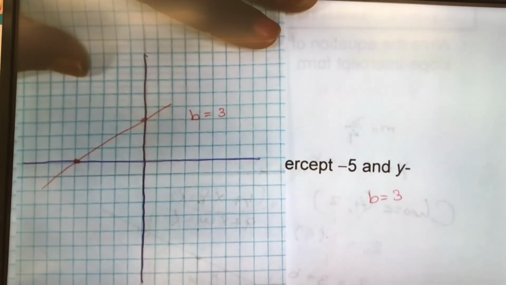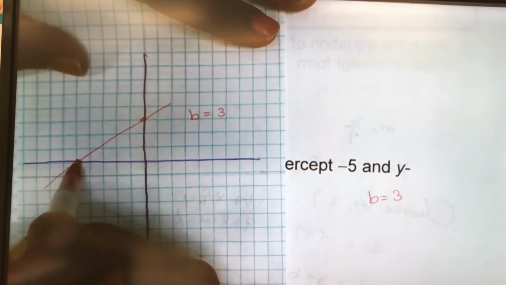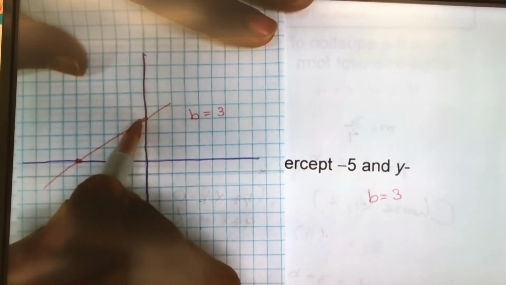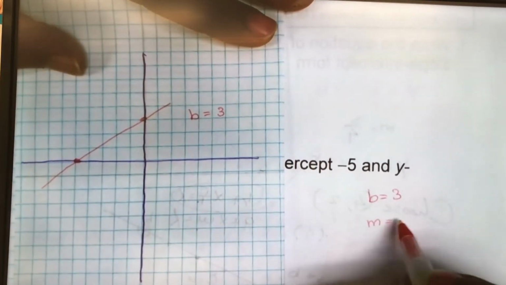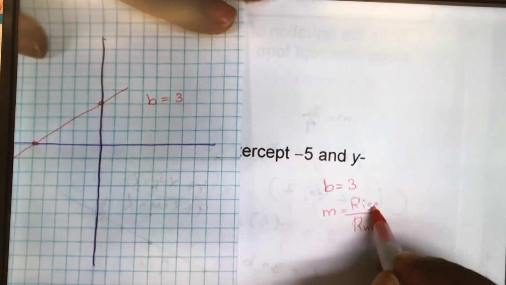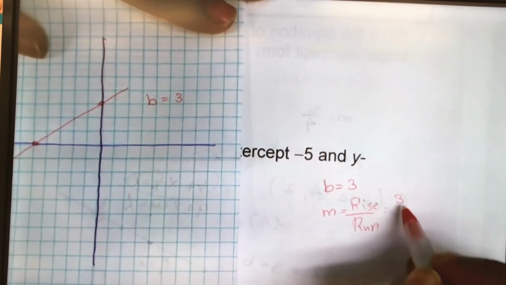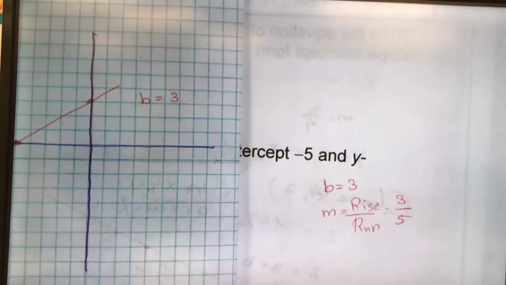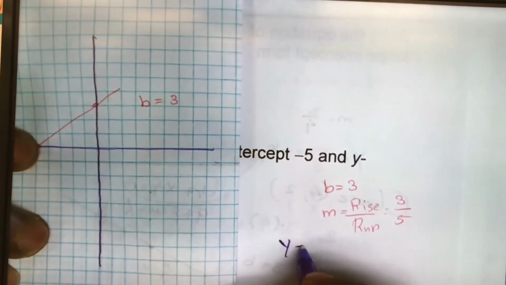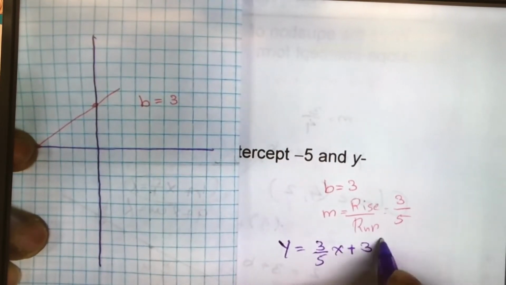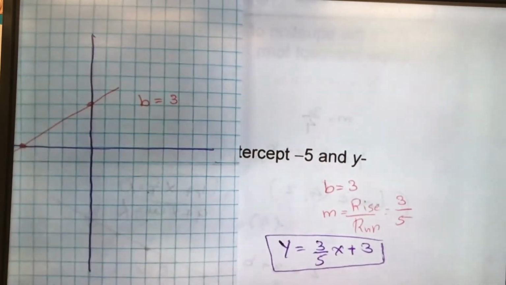Since I have a graph here, I can use rise over run. I had to move 3 points up and 5 points right. So my slope is rise over run, 3 up and 5 over, so my slope is 3 over 5. When you write the equation of that line, y is equal to 3 over 5 x plus b, the 3 here. So that should be the answer to that question.